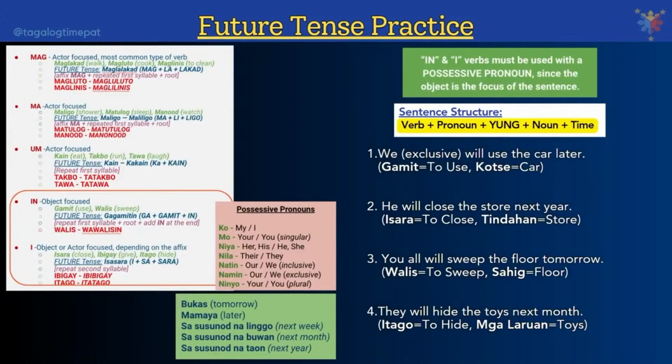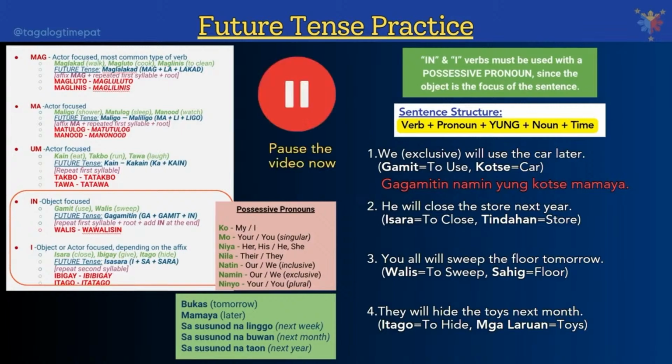We exclusive will use the car later. Gamit means to use. Kotse means car. So let's take a look at the sentence structure. The verb should come first. So the future tense conjugation of gamit, let's take a look at in verbs. Repeat the first syllable, then it's the root, then you add in at the end. So it would be gagamitin. Gagamitin, then it's we exclusive, namin, yung kotse mamaya. Gagamitin namin yung kotse mamaya.